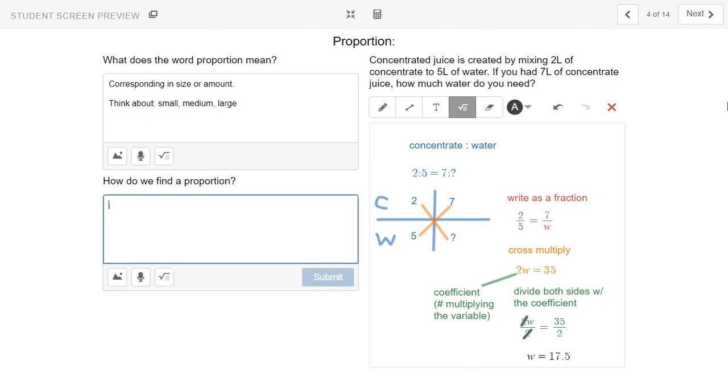Okay, so let's summarize. How did we find the proportion? First, we rewrite the ratio as a fraction. Then we cross multiplied and we divided both sides by the coefficient. And finally, we simplified.